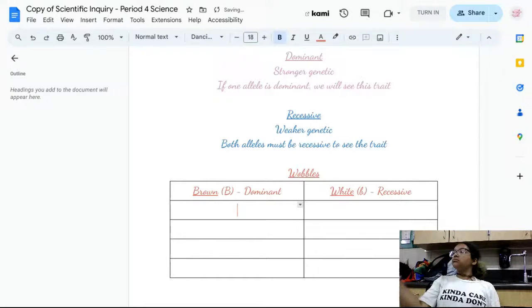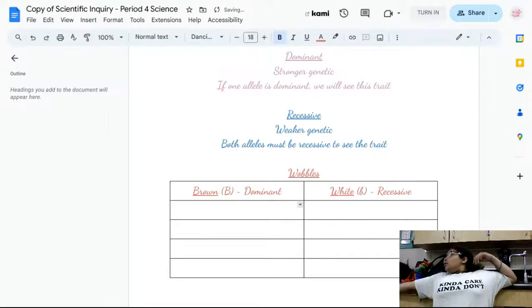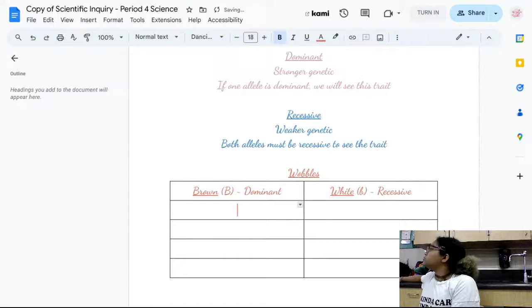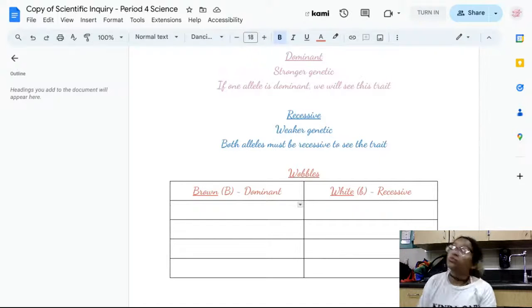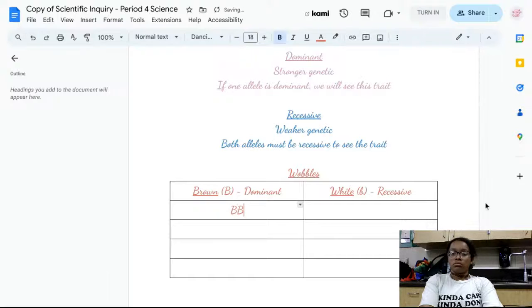Another way we can look at this: anything that has a capital letter in it, doesn't matter which letter it is, is brown. So we've got 6 of them that have a capital letter in it. That makes those brown. So we got 6 brown and 2 white. Those are our phenotypes for this group.